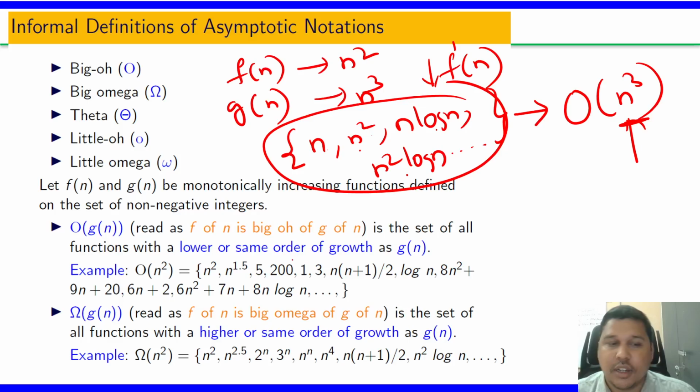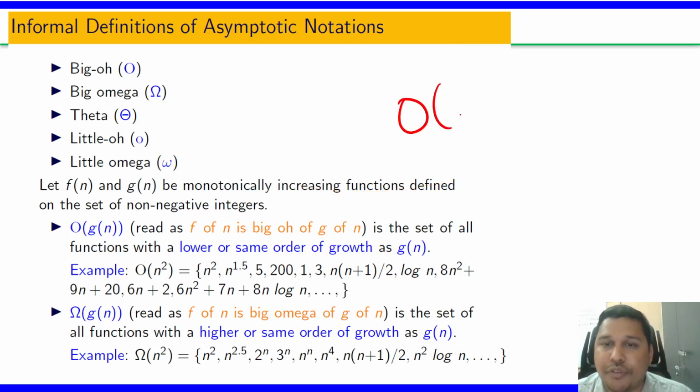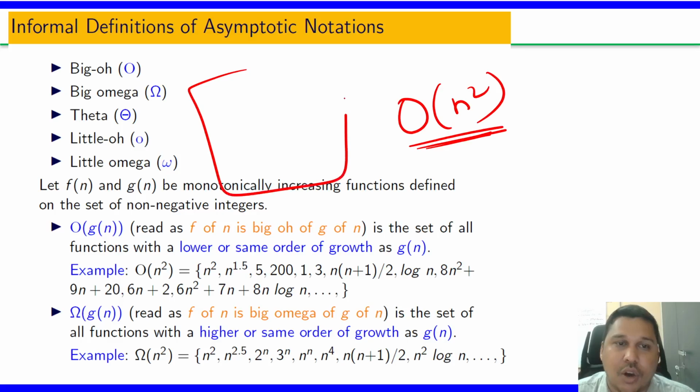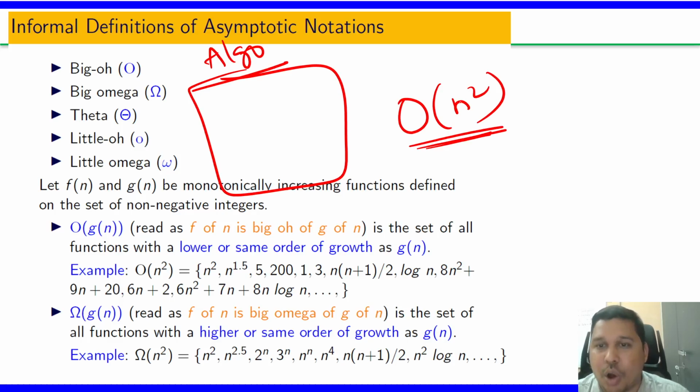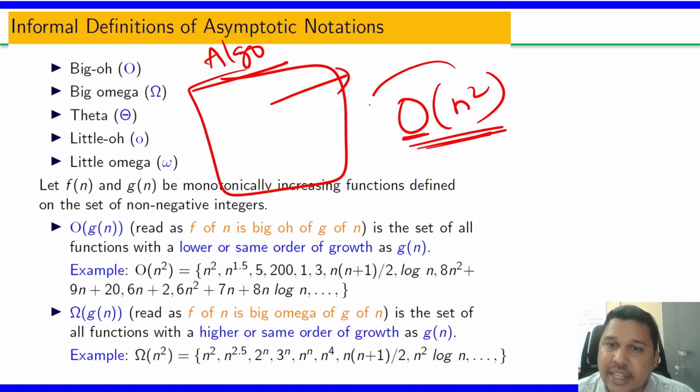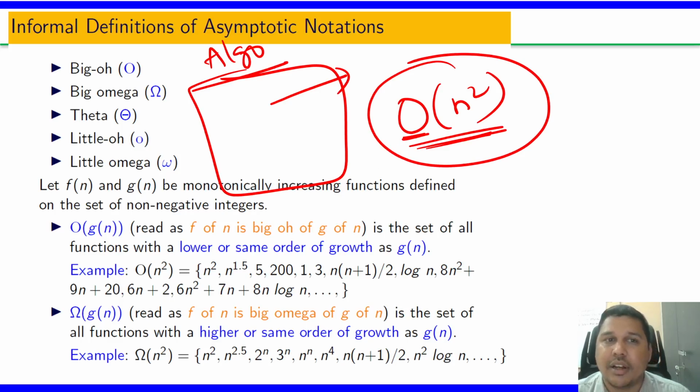In such a case, we say big O of g of n. Big O of n square, for example, means that for that particular algorithm, your order of growth is less than or equal to n square. When you are using this big O notation, you are telling that this algorithm may take n or n minus 1 steps.